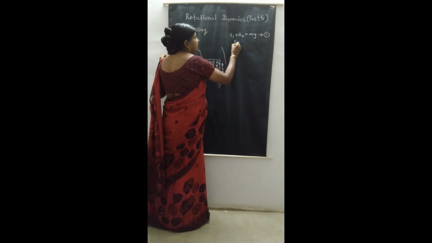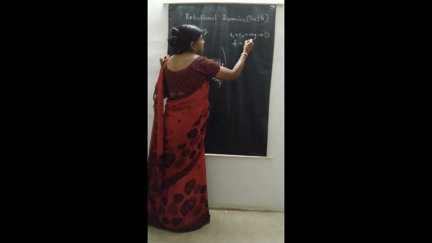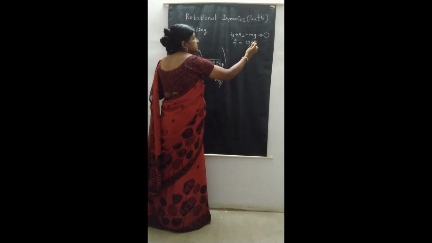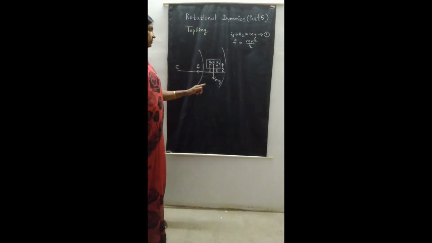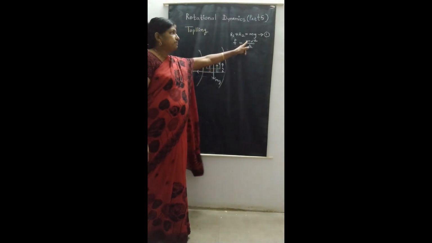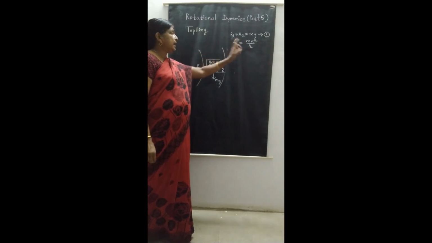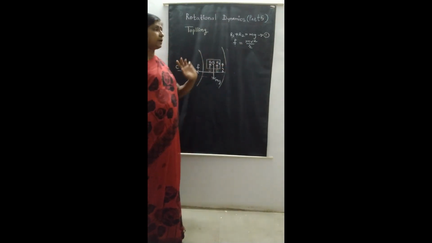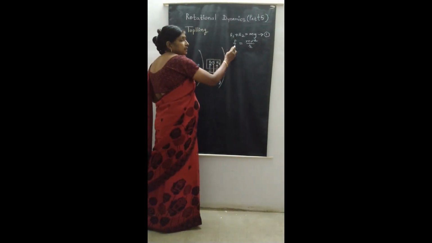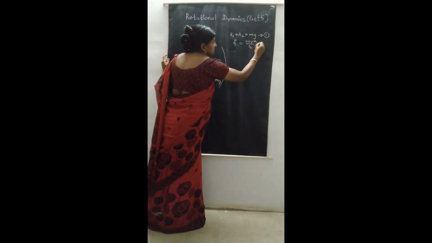The second thing is that this force of friction provides the necessary centripetal force. Therefore, F is equal to mv square by r. V is the speed of the vehicle with which the vehicle is moving along the curved road. M is the mass of this vehicle and R is the radius of curvature of the road. F is the force of static friction. So, this is equation number 2.